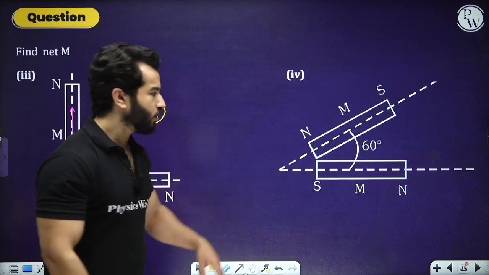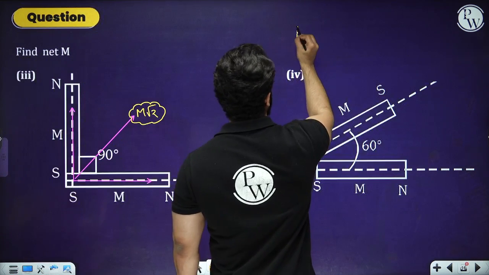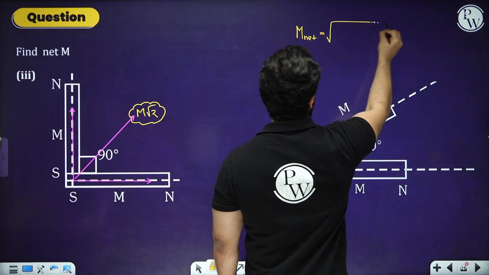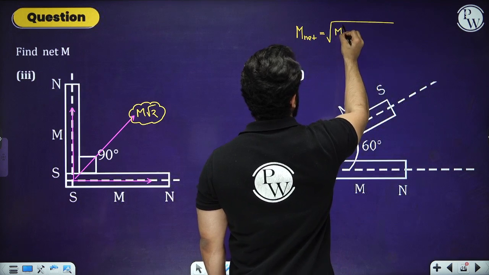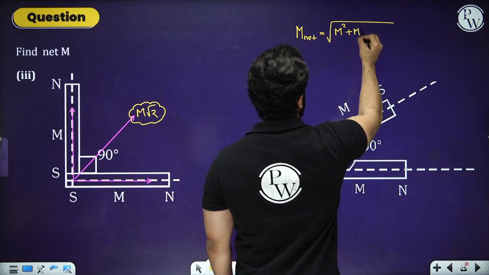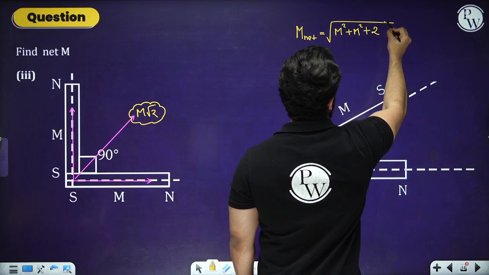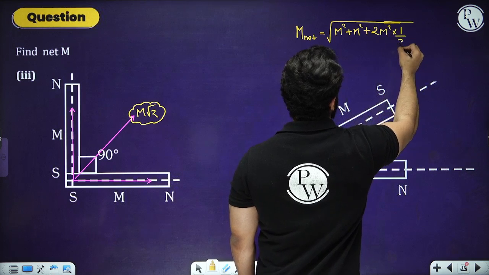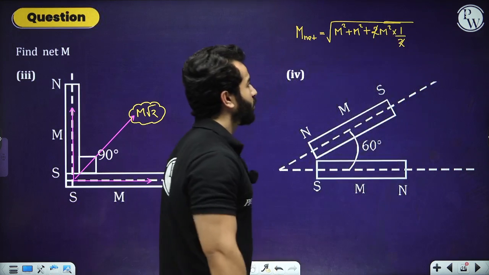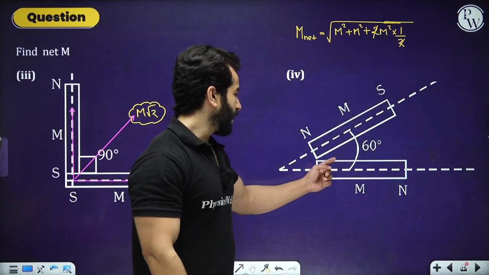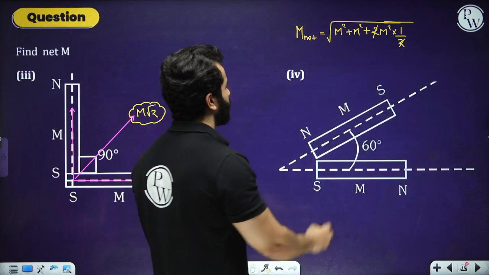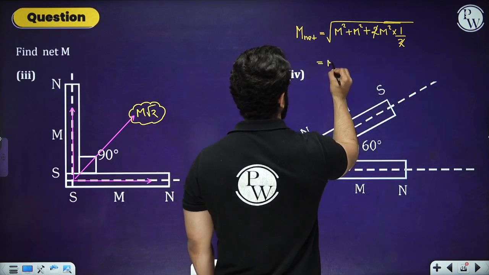For this one, dosto, M net will be, I am explaining using the formula, or you must be knowing this, how to write it directly. It will be M square plus M square plus 2 M square cos 60. Hopefully everything's clear. M square plus 2ab cos theta. So this is going to be M root 3.